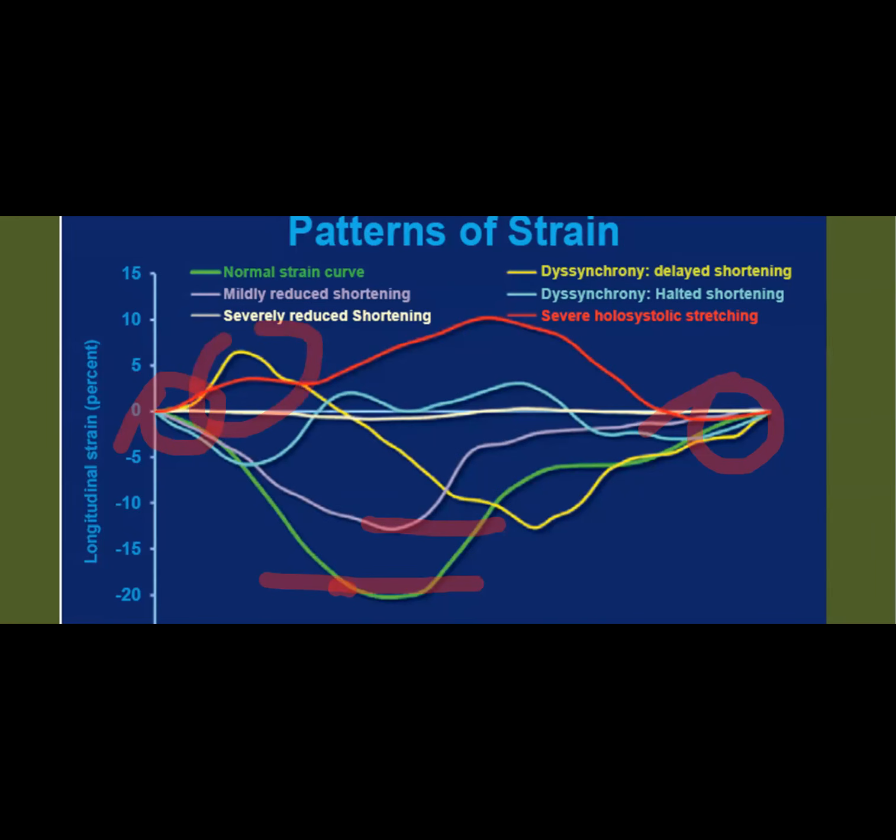So now, even for the desynchrony of the segments, we come to know that desynchrony is much more complex than we thought. There are different forms of desynchrony, but we can assess them more objectively than we used to, by this strain technology. Okay, so this may improve the selectivity for CRT. Good.